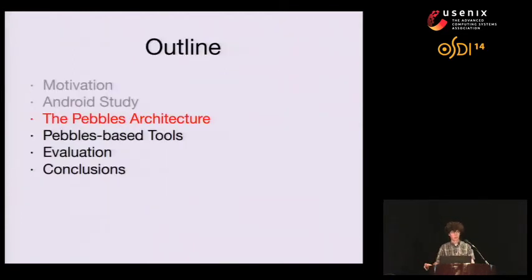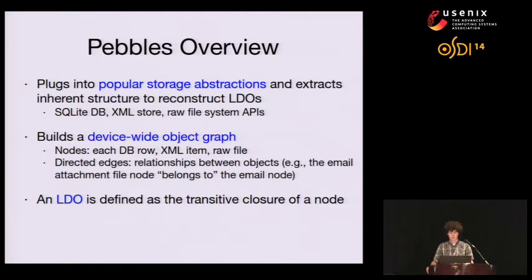So now I'm going to talk a little bit about the architecture of Pebbles and how it was influenced by this measurement study. At the highest level, Pebbles plugs into these 3 popular storage abstractions to extract the inherent structure to reconstruct the logical data objects. Pebbles builds a device-wide object graph where each node is a database row, an XML key value pair, or a raw file. The object graph uses directed edges to record the relationships between objects. These directed edges encode a belongs-to or a has-a relationship, such as how an email attachment belongs to an email. And we define the logical data object to be the transitive closure of a node.